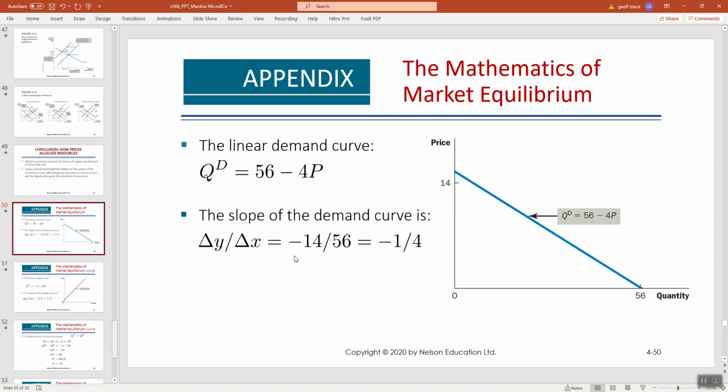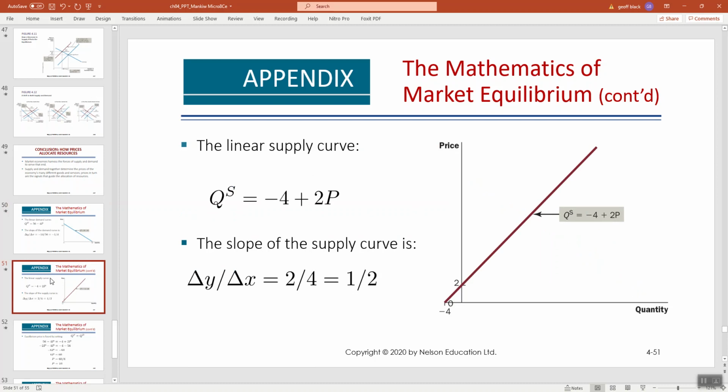The change in the rise is always going to be, the change is going to be negative, right? The net change. Okay? It's going to be negative because it's a demand curve. Now, we can do the same for the supply curve, right? So we have a supply function, right? This is the linear curve. And this is the same idea.